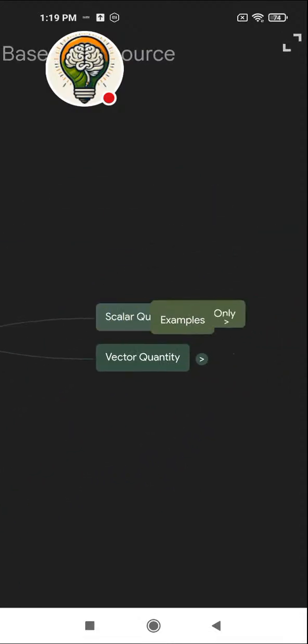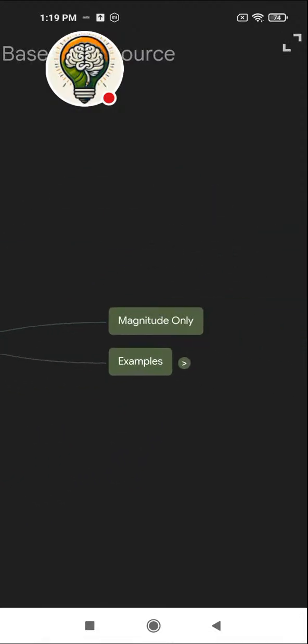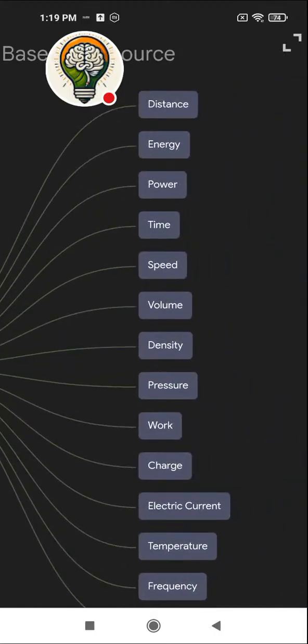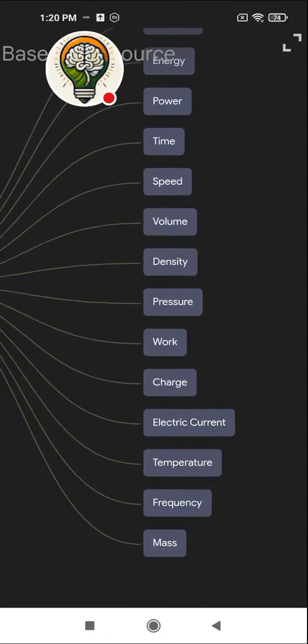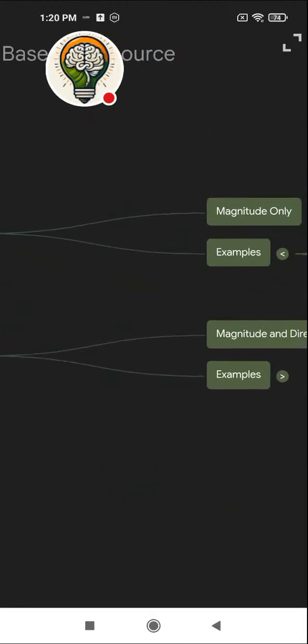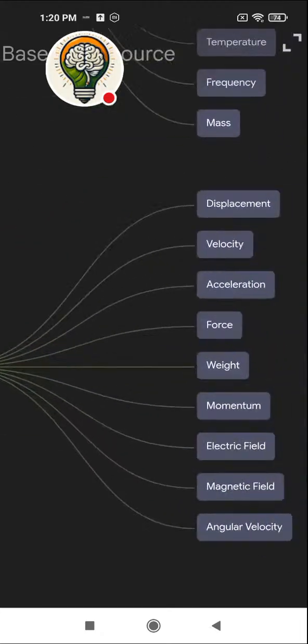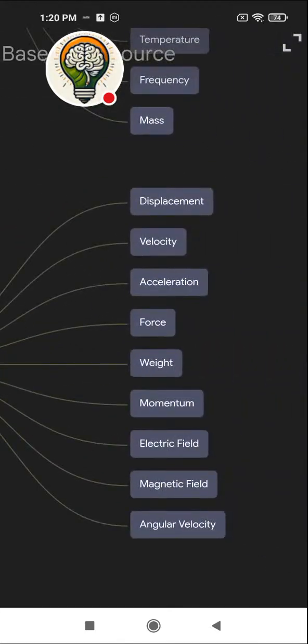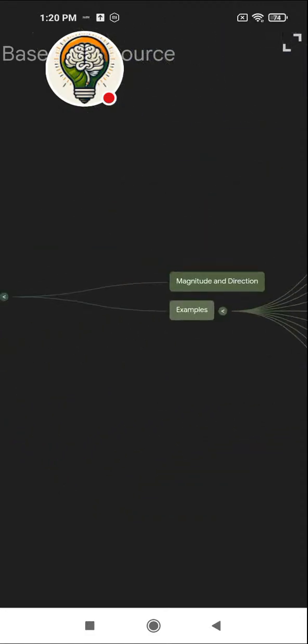Quantity, so scalar quantity which has magnitude only. The examples are distance, energy, power, time, speed, volume, density, pressure, work, charge, electric current, temperature, frequency, and mass. Then the vector quantity which has both magnitude and direction. The examples are displacement, velocity, acceleration, force, weight, momentum, electric field, magnetic field, and angular velocity.